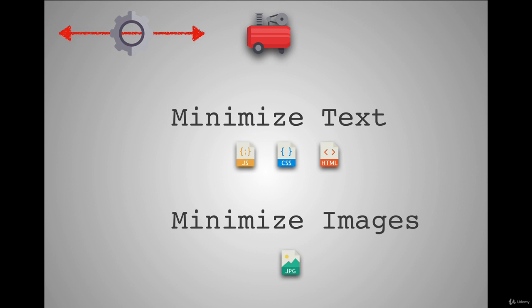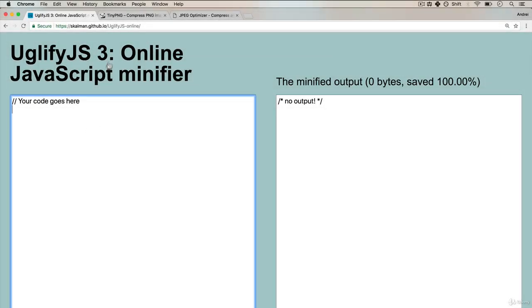Now, the first three files, the minimized text, it's quite easy. HTML, JavaScript, and CSS can be simply minified by taking the code that you have and using something like Uglify.js. Let me show you. Over here, we have an online version of Uglify.js.